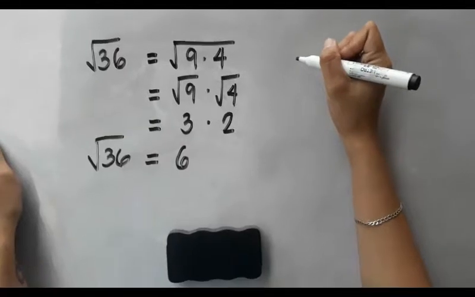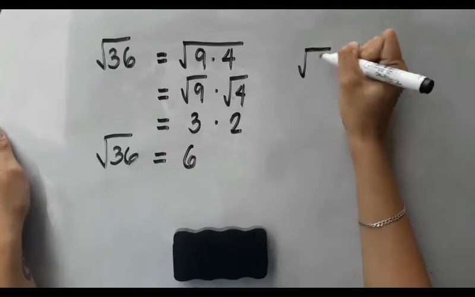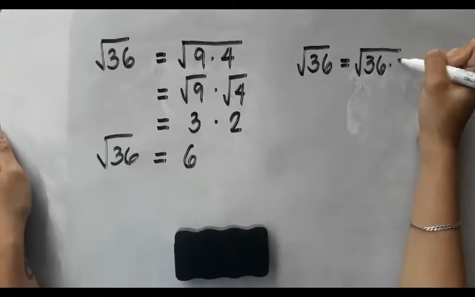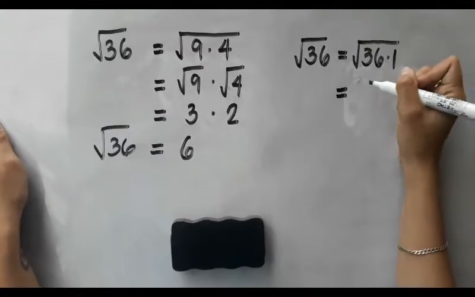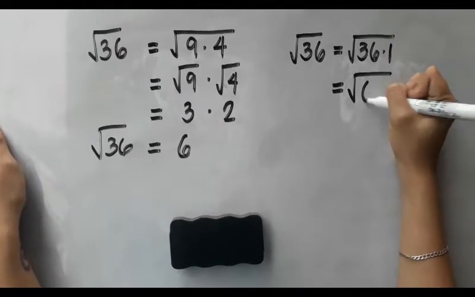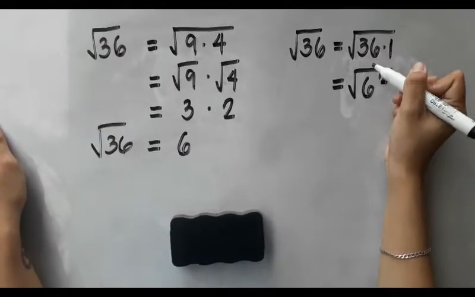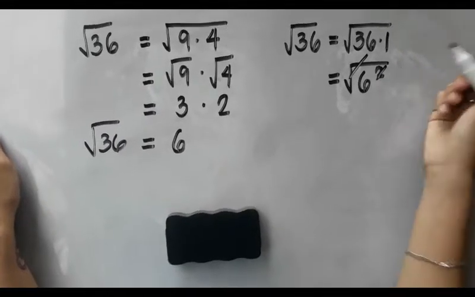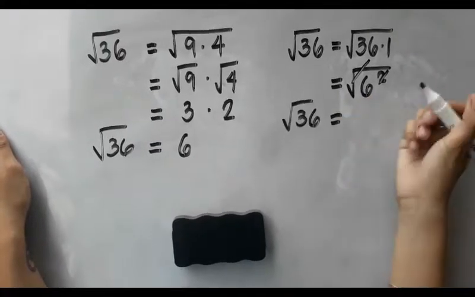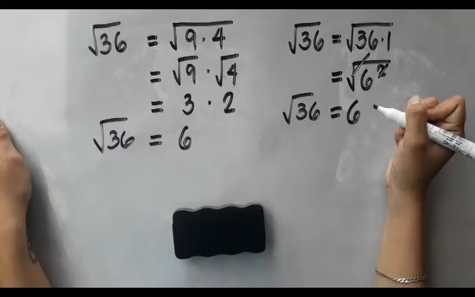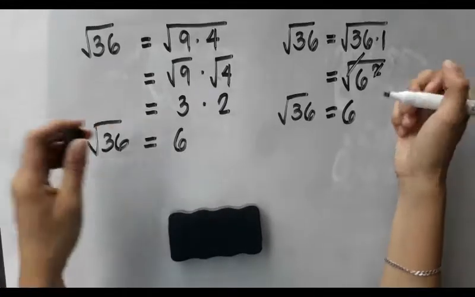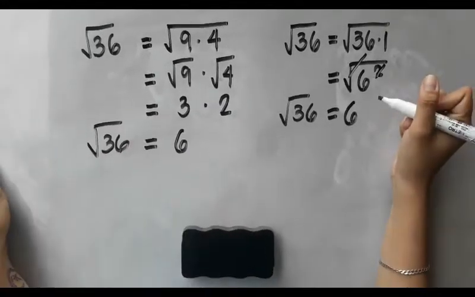We can also use the factors 36 and 1. So square root of 36 is equal to square root of 36 times 1. We can factor 36 as 6 squared. So we have square root of 6 squared. We can simply cancel this out. So the square root of 36 is equal to 6. We can use different factors in simplifying square roots but come up with the same answer.